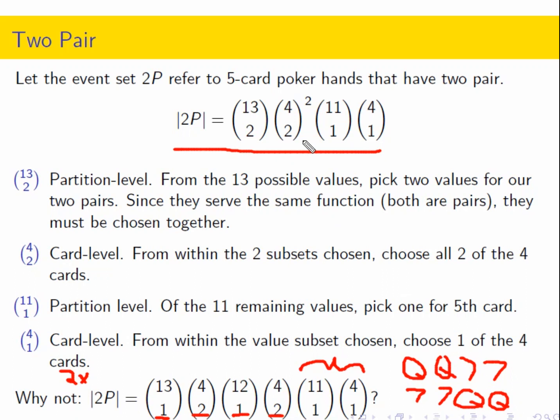And this is the correct way to do it. Again, with partition level picks, when the values that I'm picking are going to serve the same function, then they have to get chosen together.